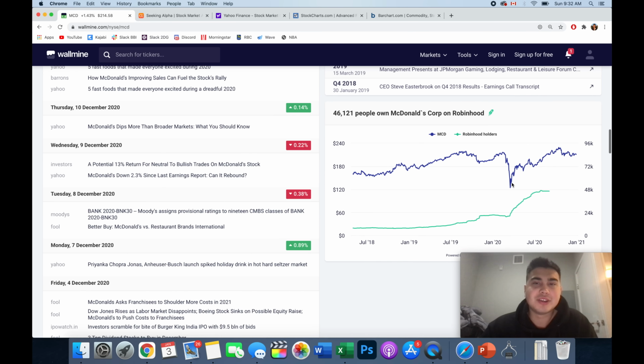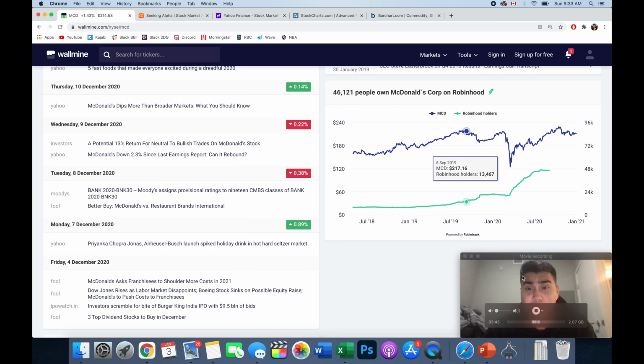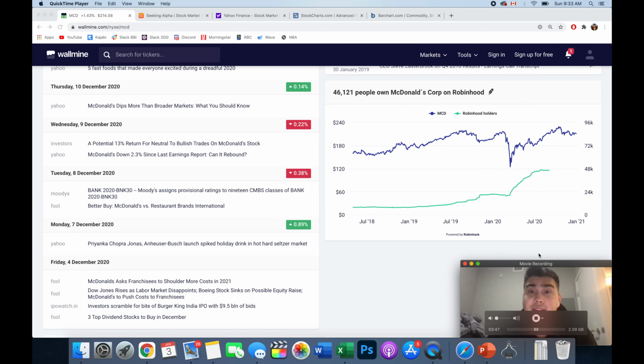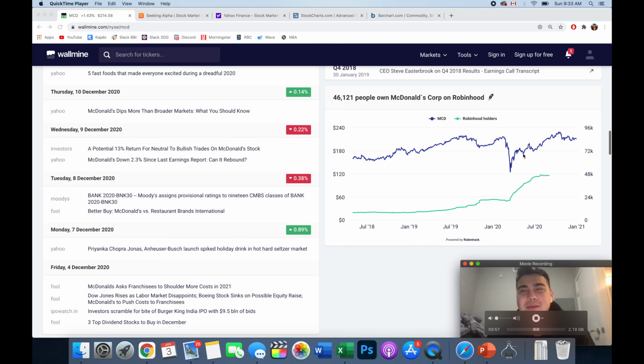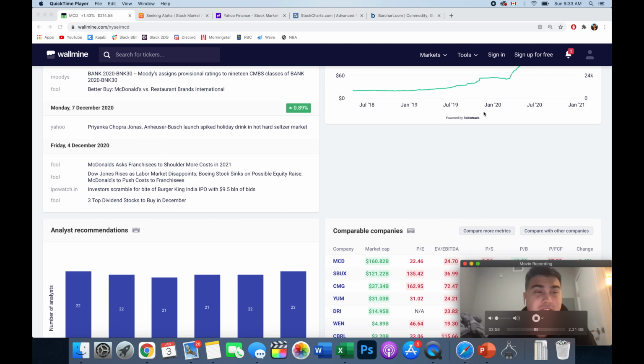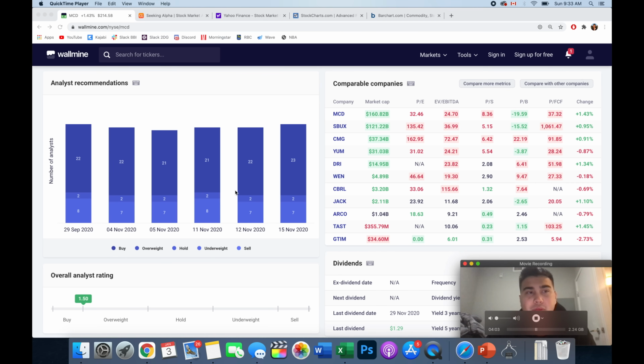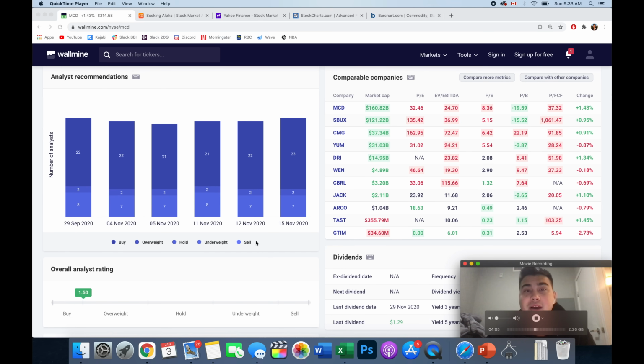But you may have seen, actually, if you scroll down, they have this kind of interesting one. Hopefully my screen here is not blocking this. But you have McDonald's versus Robinhood holders interest. Whenever you see this little green line kicking up, that's a bad sign. You don't like seeing Robinhood holders jumping into your positions. Obviously, you've got a buy analyst recommendation today sitting at a buy.